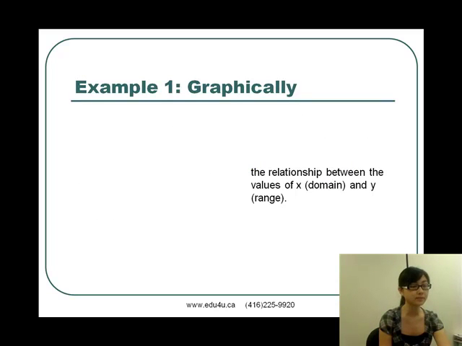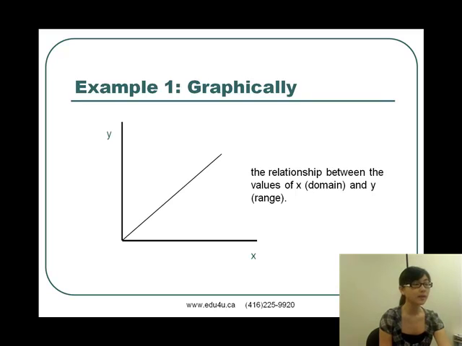Example 1, graphically. This is perhaps the most commonly used method, where you have a set of data points and you want to find out the relationship between the value of x, which is the domain, and the value of y, which is the range.